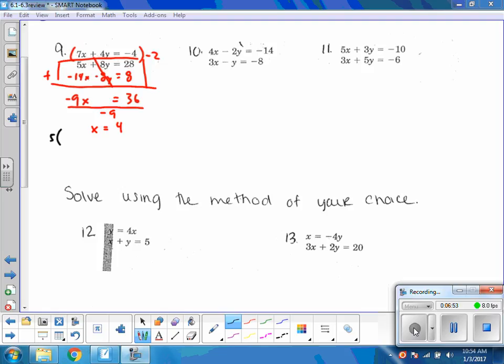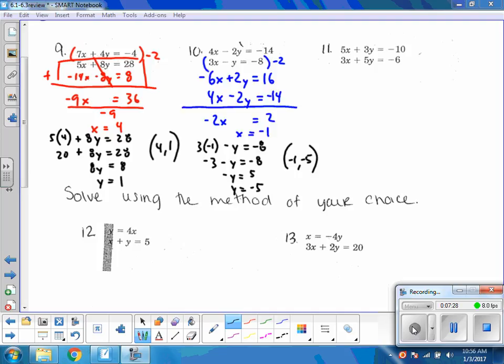So 5 times 4, yep, plus 8y equals 28. I end up with 20 plus 8y equals 28. I subtract 20 from both sides, and I end up with 8y equals 8. Divide everything by 8, and I end up with y equals 1. So I know that this has one solution, and it is at 4, 1. All right, why don't you try it for number 10?